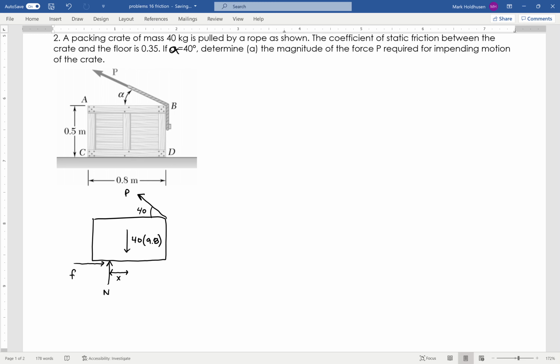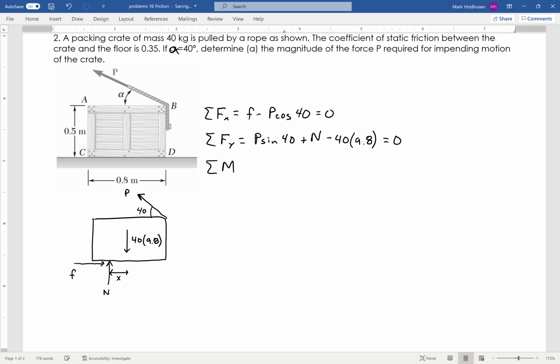We're going to go ahead and start writing my equations of motion. I'll sum the forces in the x direction. I'm going to have my friction force, and P cosine 40, and that'll be it horizontally. Vertically, I will have P sine 40, going upward, so it's positive. I also have my normal force N, and then I have my weight, which is mg, 40 times 9.8 as shown there.